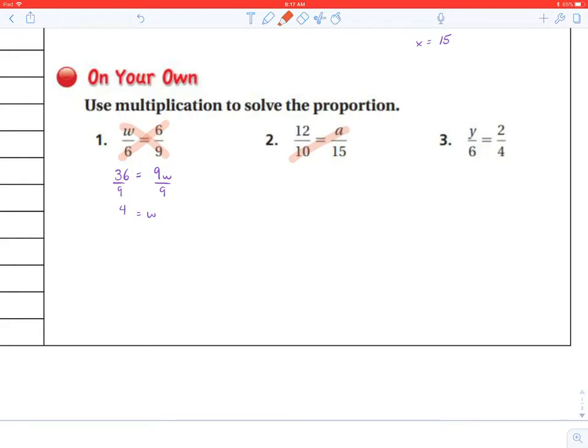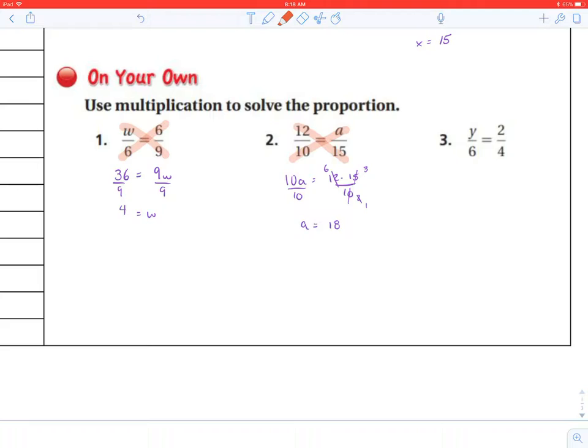Moving on to the next one, 10 times a is equal to 12 times 15. 10 times a is 10a. 12 times 15. Divide both sides by 10. And you would get that a is equal to, here we can simplify 2 of these numbers. For example, I'm going to simplify 15 and 10. I'm going to turn that into 3 and 2. And then I could still continue to simplify by doing 12 to 6 and 2 to 1. And I would get that 6 times 3 is equal to 18. So a is equal to 18.